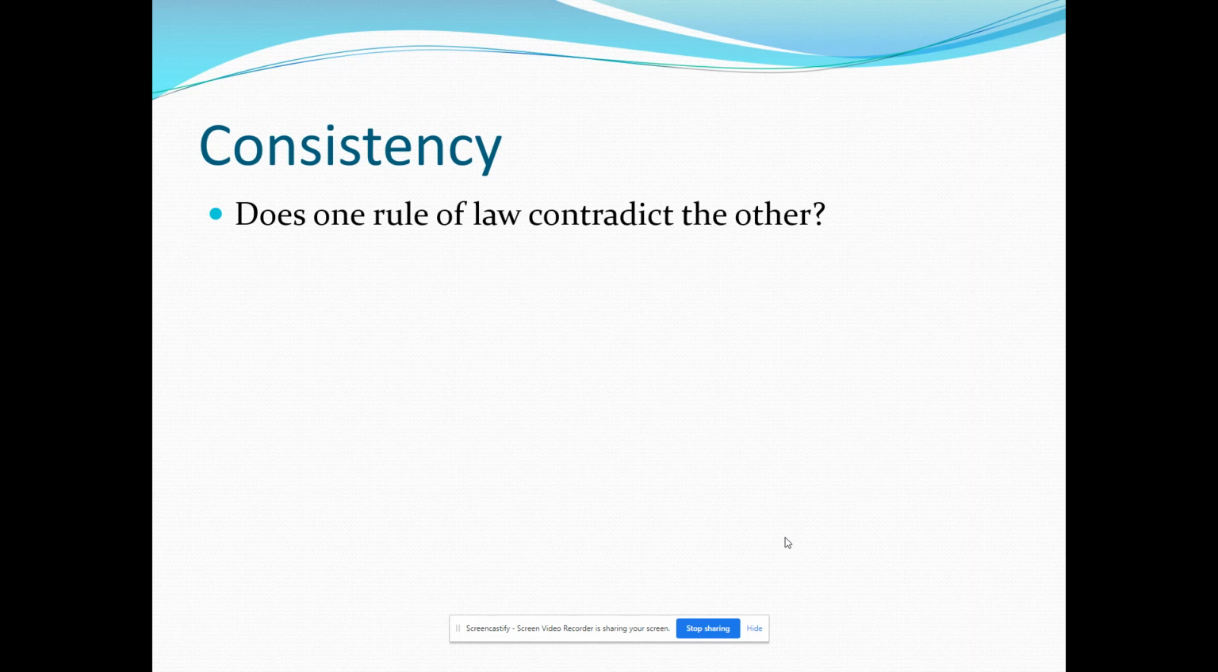Consistency: is one rule of law consistent with another? So this is Peterson, right? We have two rules of law. We have the code section and we have the common law doctrine. They have different requirements, so they're kind of inconsistent. So does one rule of law actually contradict the other rule of law?